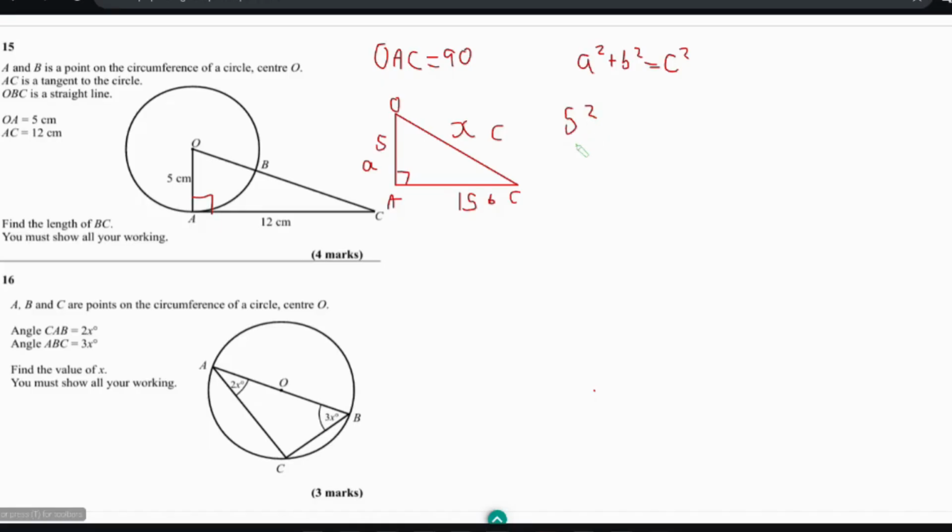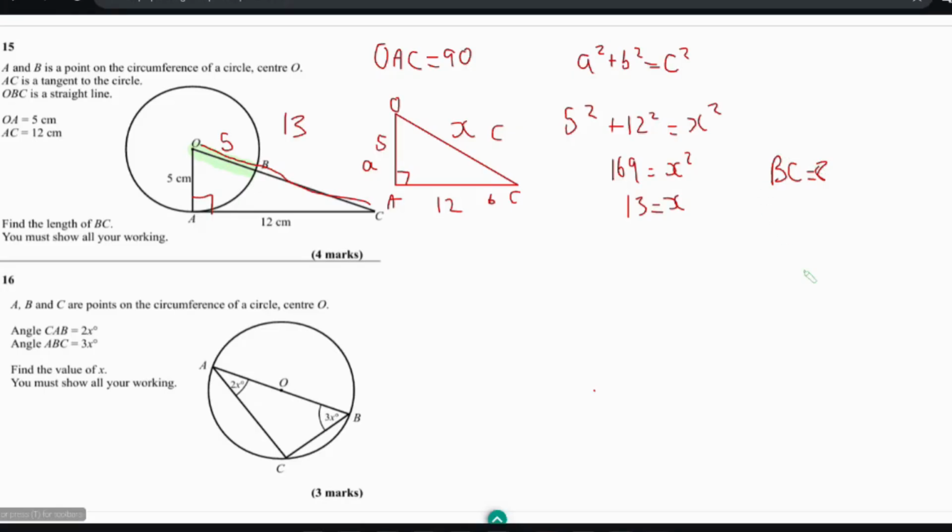So we've got 5 squared, not 15, it's 12. So 5 squared plus 12 squared equals x squared. Square and add, we get 169 is equal to x squared. Square root both sides, x is 13. So the whole length AC is 13. We actually know OB is 5. So to get BC, 13 take away 5 is 8. So BC is equal to 8.